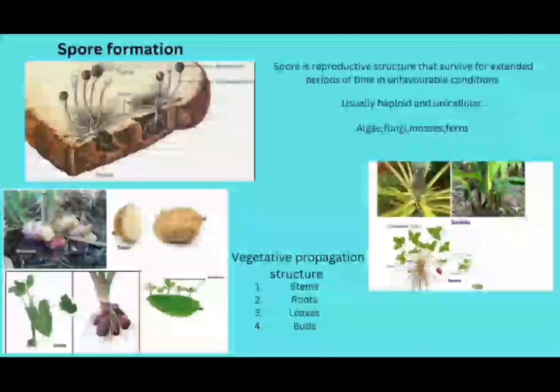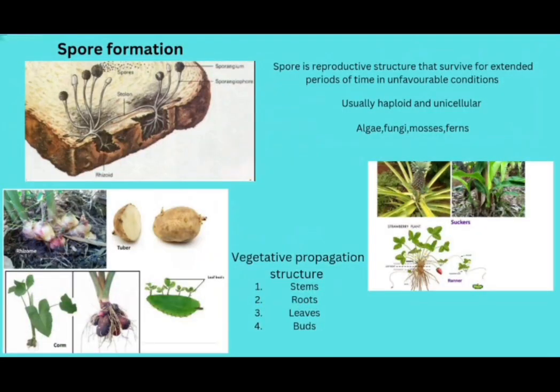Spore formation. A spore is a reproductive structure that survives for extended periods of time in unfavorable conditions, usually haploid and unicellular, found in algae, fungi, mosses and ferns. Spores are usually small, light and easily dispersed. Vegetative propagation structures include stems, roots, leaves, and buds.